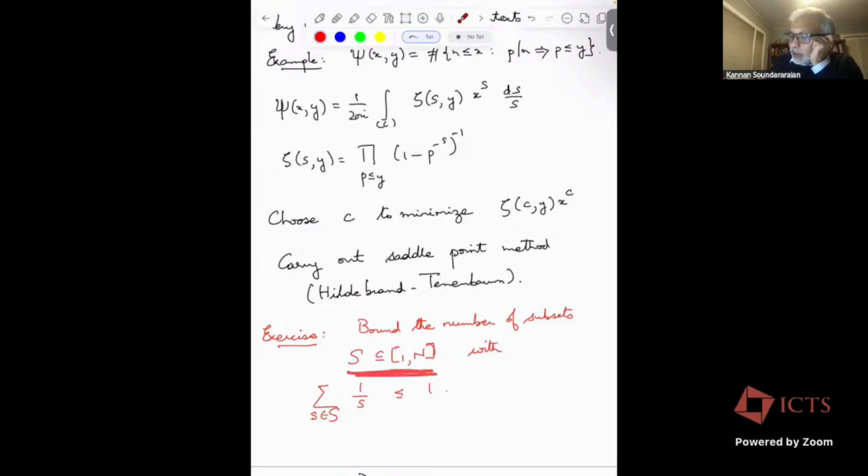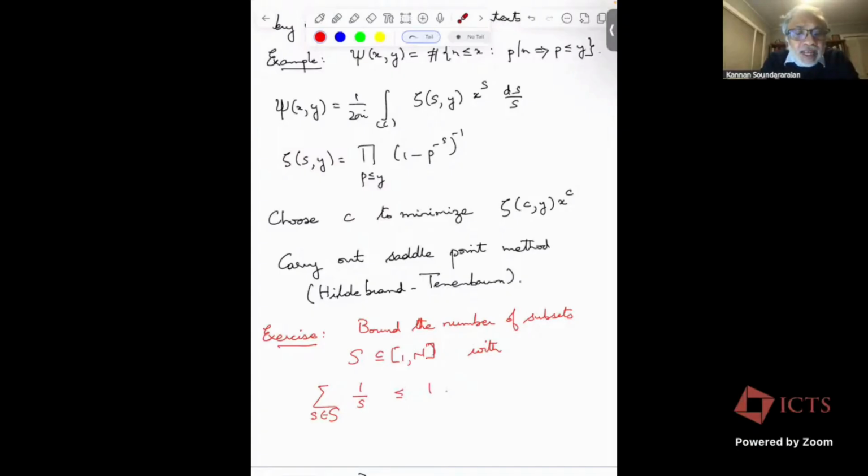Take all subsets of 1 to n and take subsets where, if you add the reciprocals of these numbers, you get an answer which is less than or equal to 1. And the question is, how many subsets are there? Are there fewer than 2 to the n subsets of this, which is the maximum number of subsets? What proportion of subsets can you find?